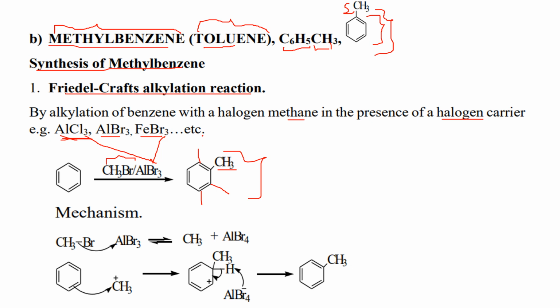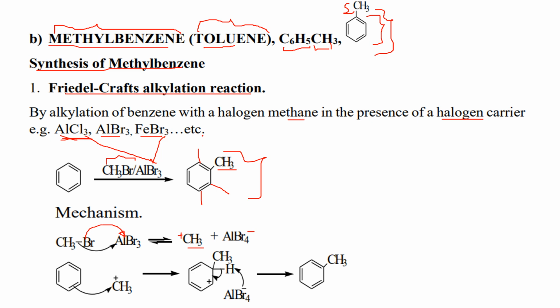Looking at the mechanism of that, just like previously, the bond between carbon and bromine breaks off, and the bromide ion is taken up by our halogen carrier to form a complex, which is aluminium tetrabromide, serving a negative charge. You also form your methyl group, but I want you to notice that this methyl group is positively charged. I forgot to indicate the charges.